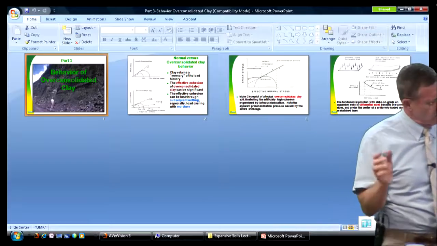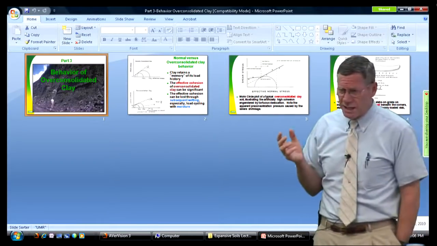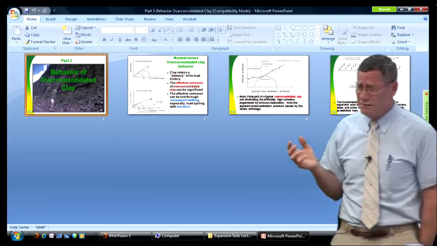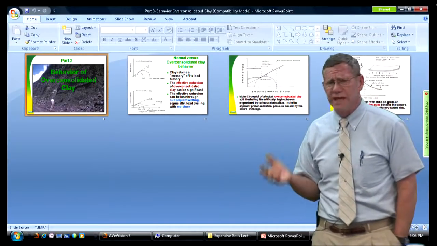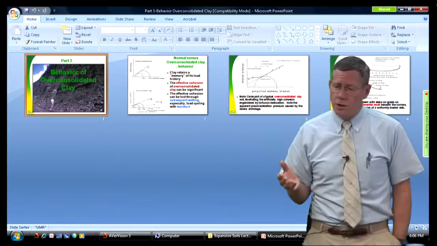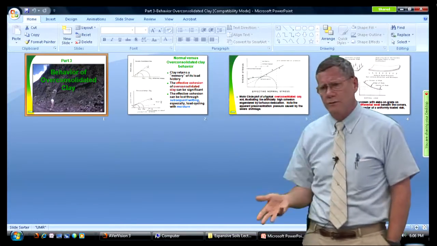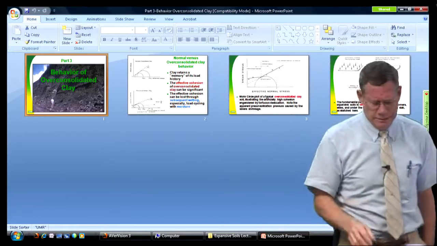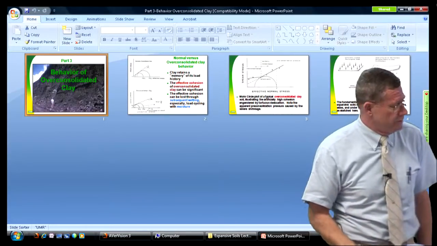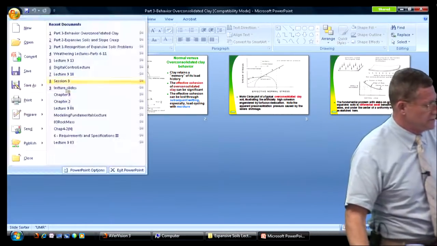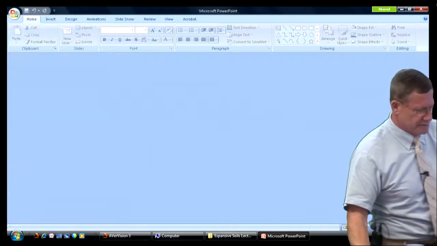Okay, so that's what I want you to know. Over-consolidated soils can lose strength. They lose their cohesion when they get re-wetted. So if you disturb them or you re-wet them, they forget the memory when they heave up again. So you got to be real careful when you're dealing with over-consolidated materials.